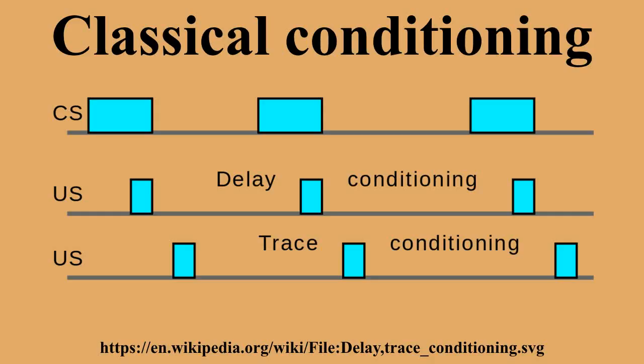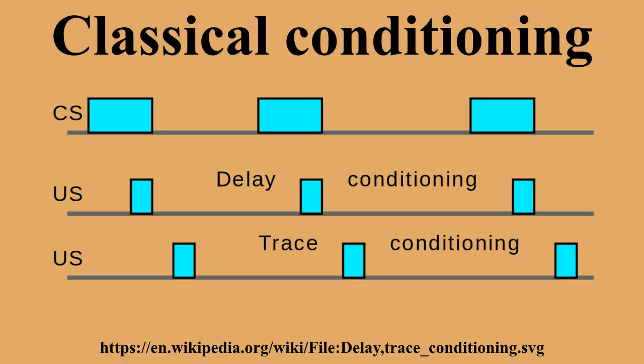Second-order and higher-order conditioning. This form of conditioning follows a two-step procedure. First, a neutral stimulus comes to signal a US through forward conditioning. Then a second neutral stimulus is paired with the first and comes to yield its own conditioned response.